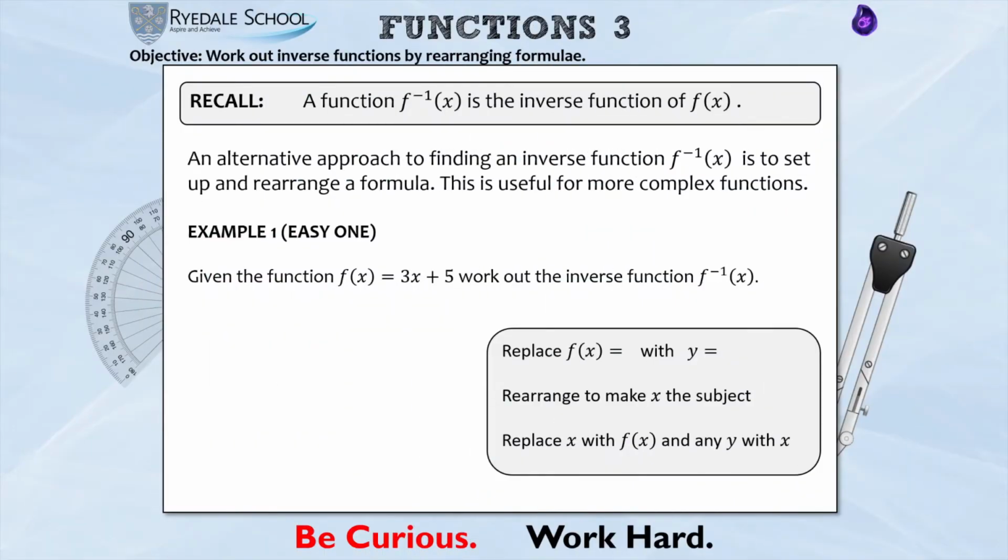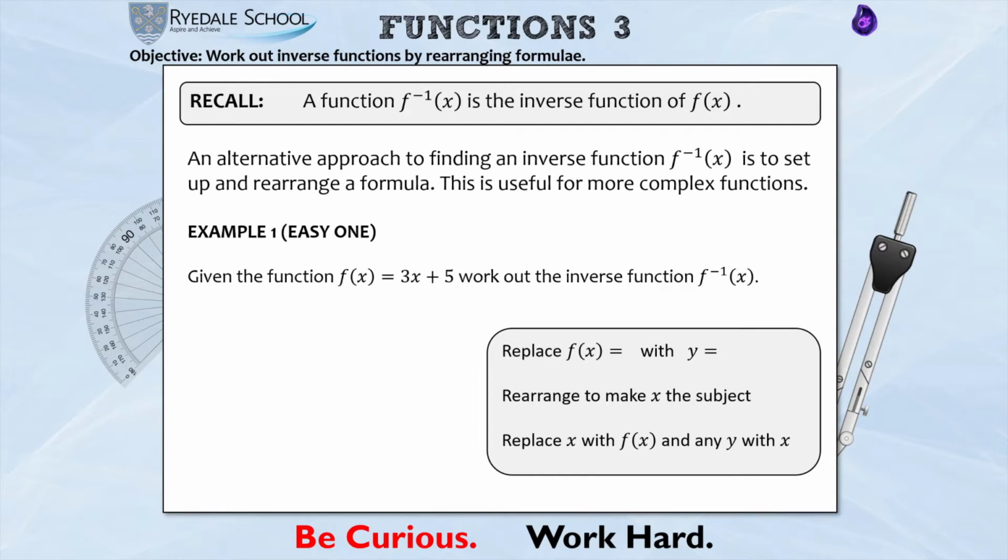So the objective today is work out inverse functions by rearranging a formula. If you've managed to print out the sheet, that's absolutely great. I'm afraid if you've not managed to print out the sheet, then you will need to write all of these things down. So just a quick reminder about the notation. If you see f to the minus 1 of x, that is an inverse function, and it is the inverse function of f of x.